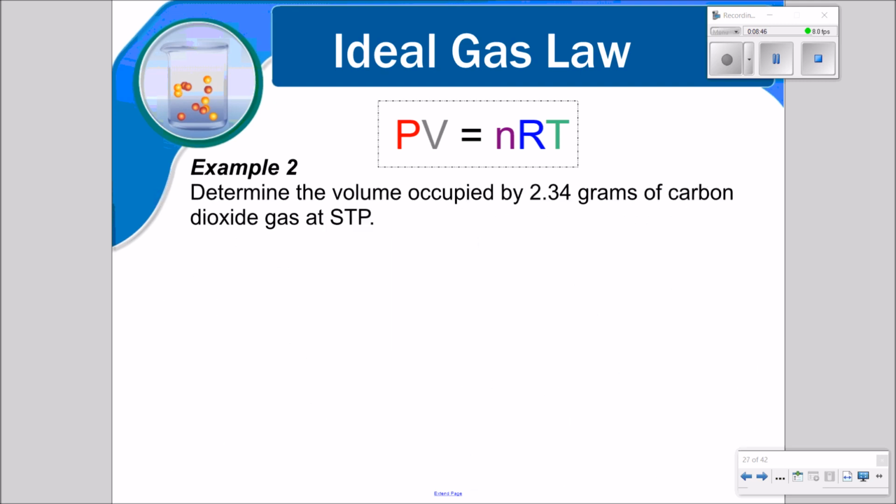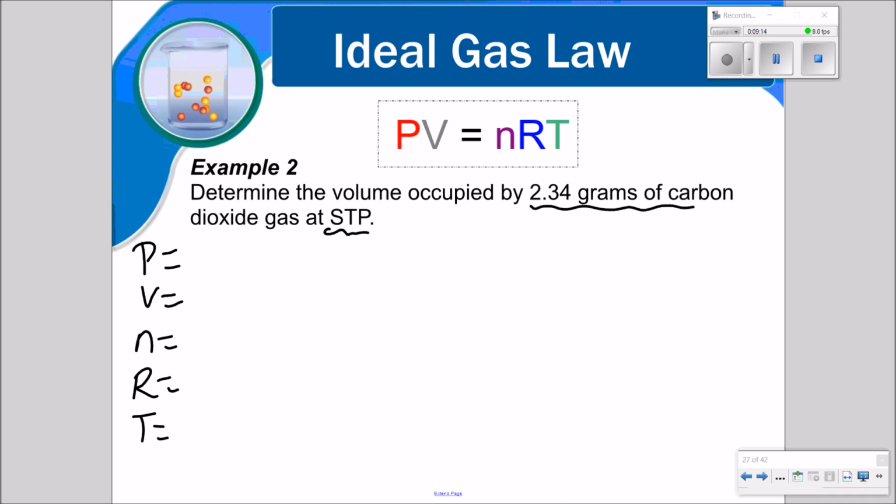Okay, so let's go ahead and do a second example. This example says, determine the volume occupied by 2.34 grams of carbon dioxide gas at STP. We're actually given more givens than it appears here because we know STP. I'm going to go ahead and start by writing my givens out to the side. I've got pressure, I've got volume, I've got number of moles, I've got my R value, and I've got temperature. I've got 2.34 grams of carbon dioxide.